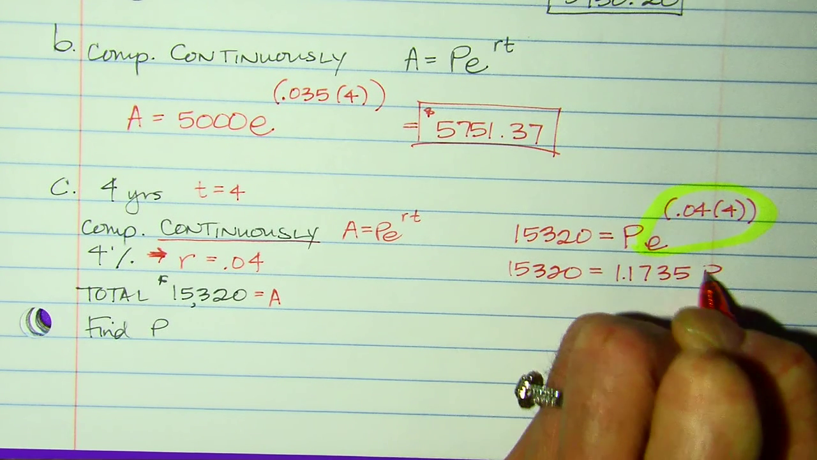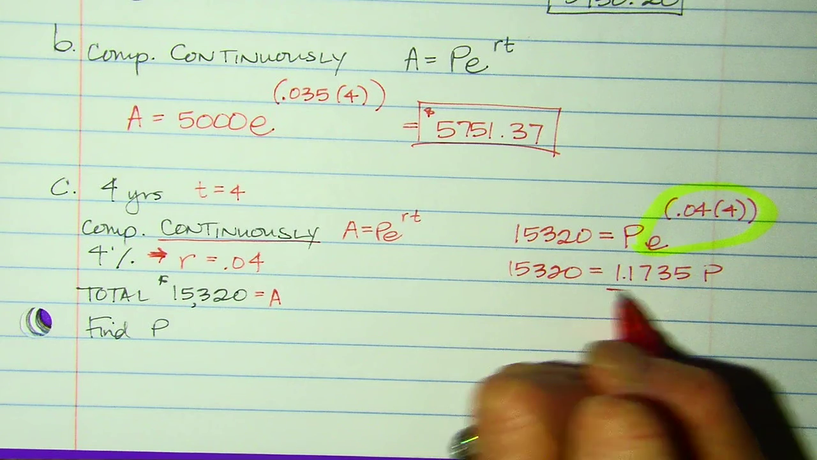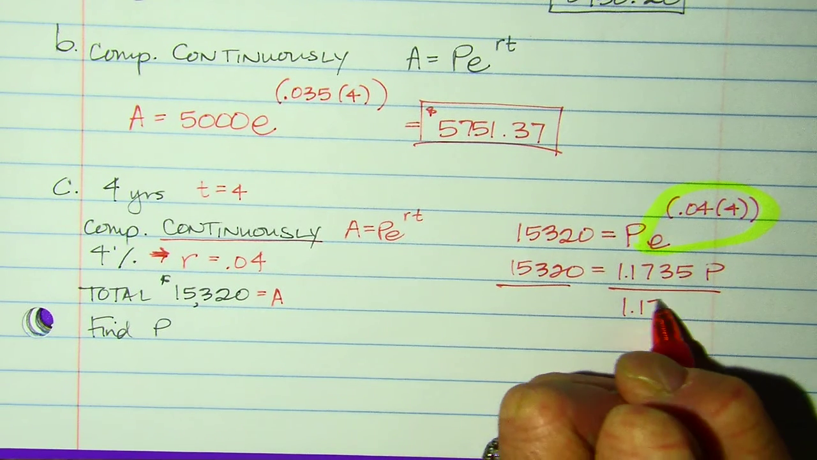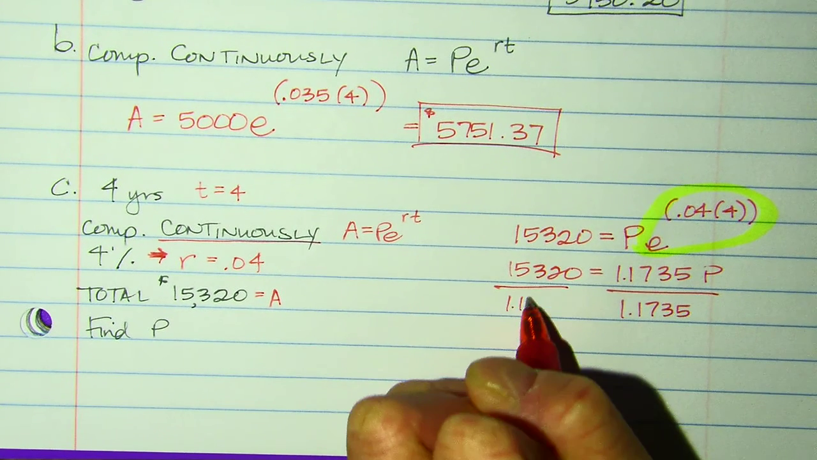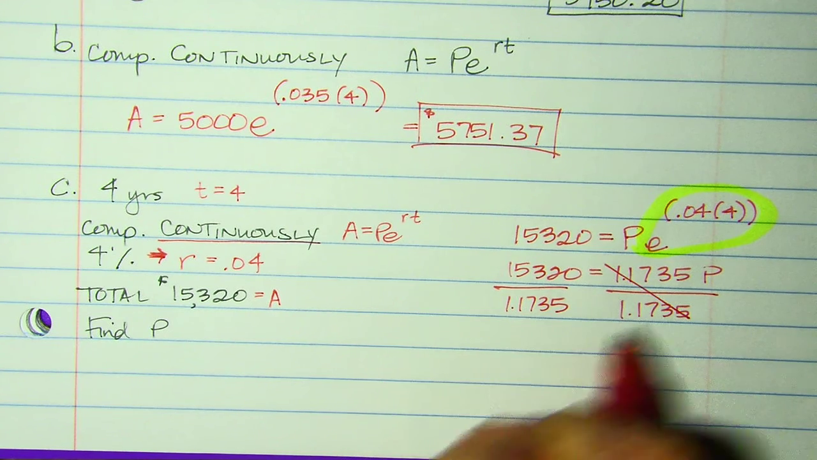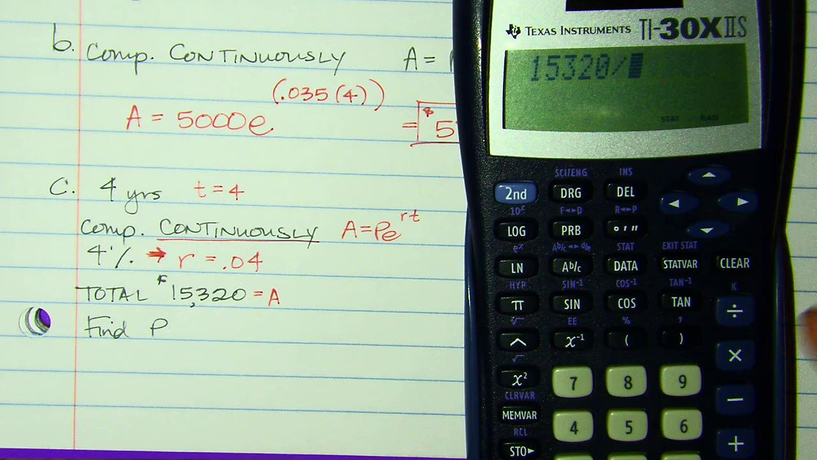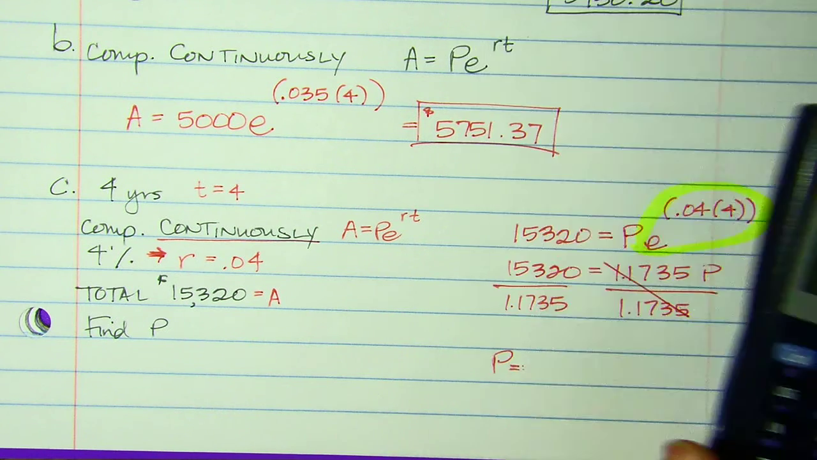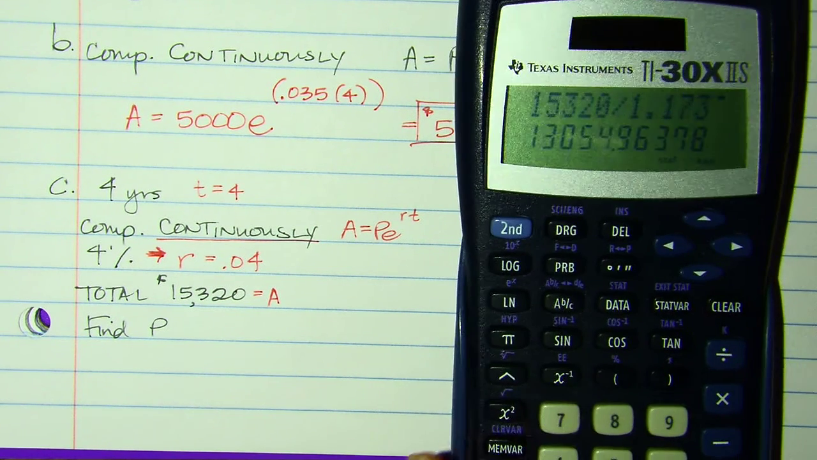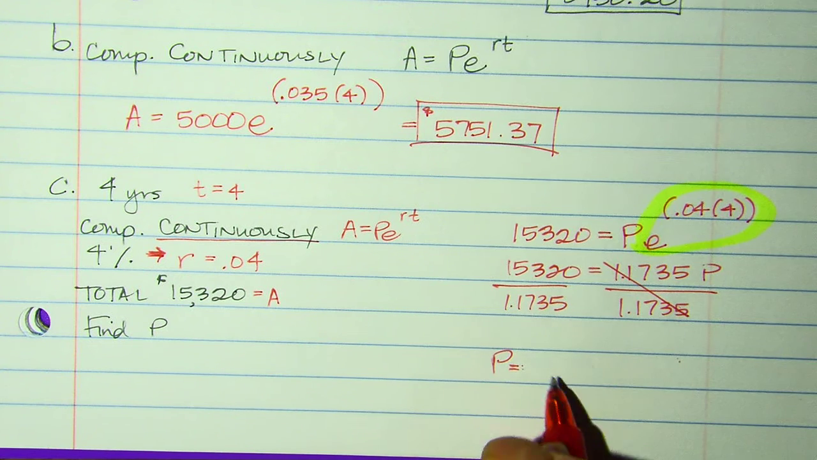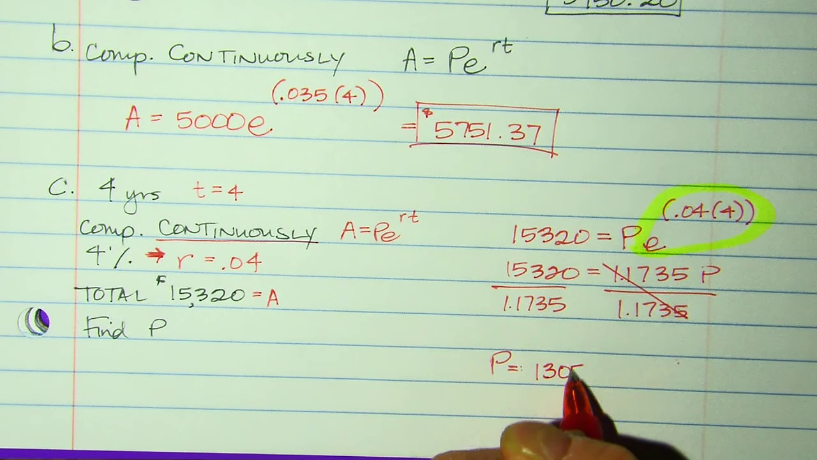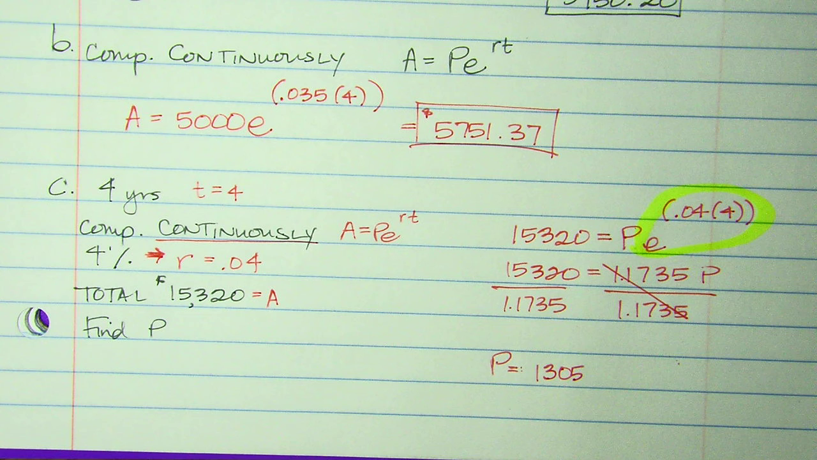1.1735 times P. Now to solve for P, I'm going to divide by that decimal to get P all alone. So 15,320 divided by 1.1735, and I get that I must have originally deposited around 13,000. It doesn't tell me what to round to, but I'm going to. It says 13,055.